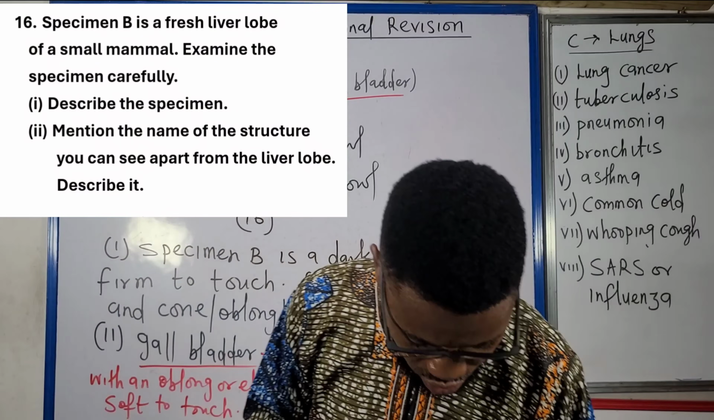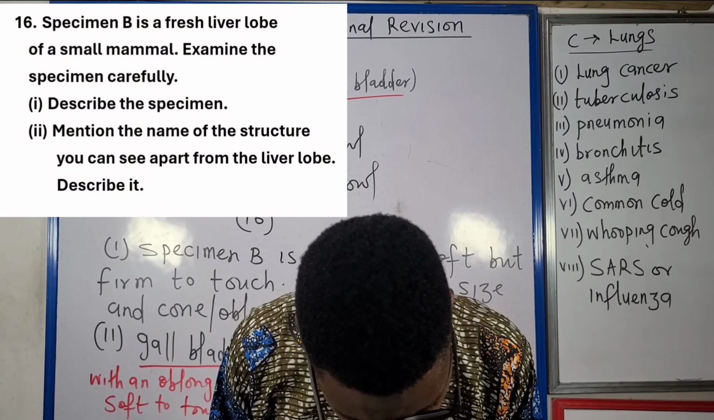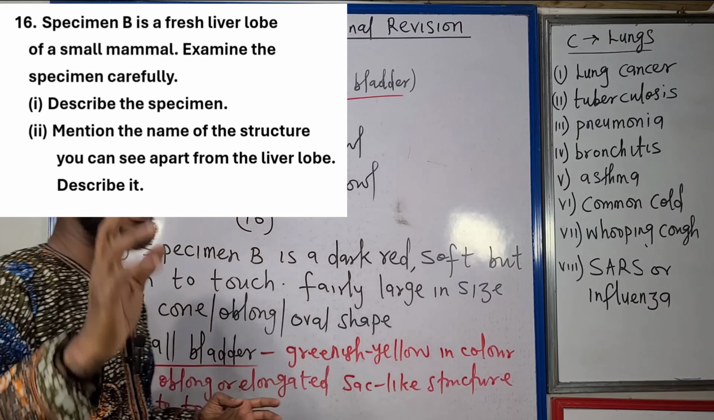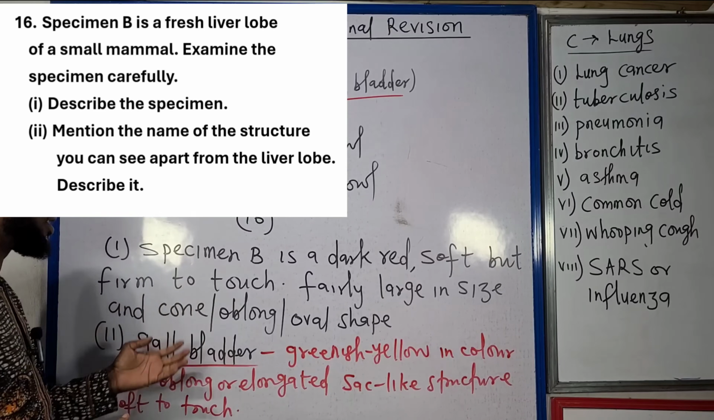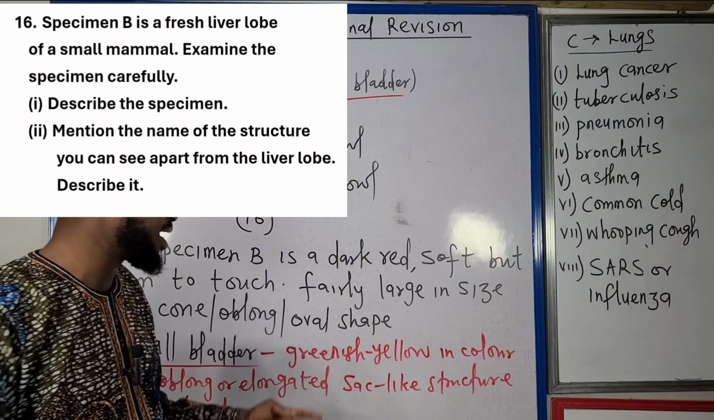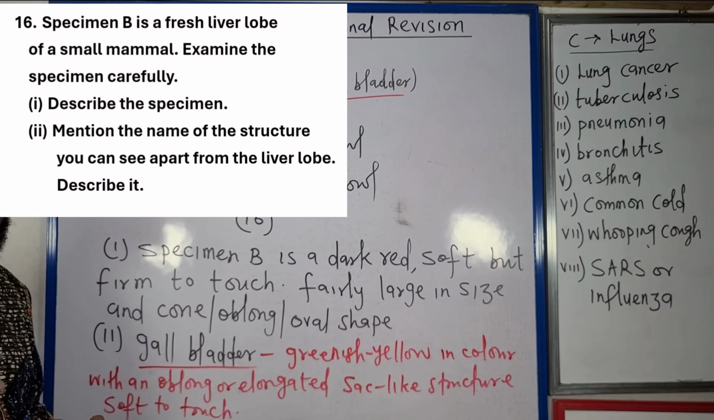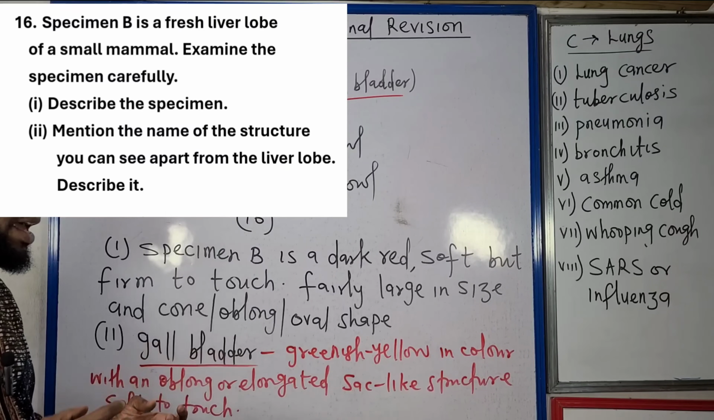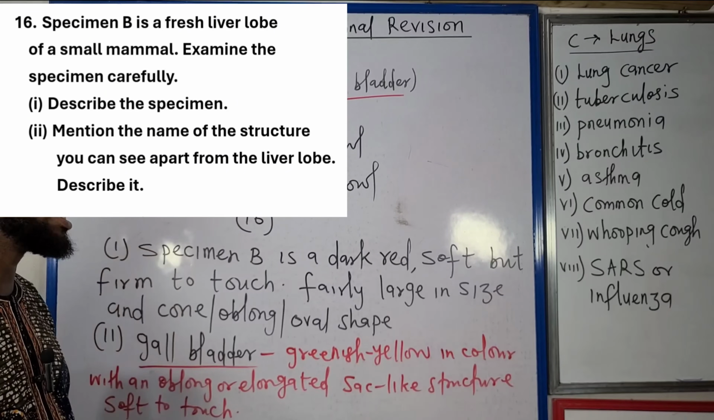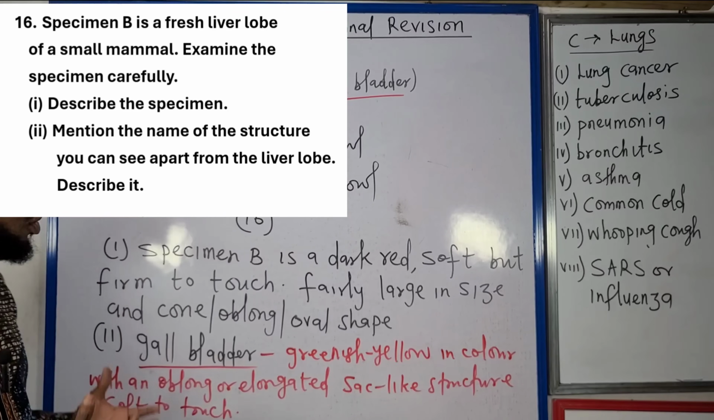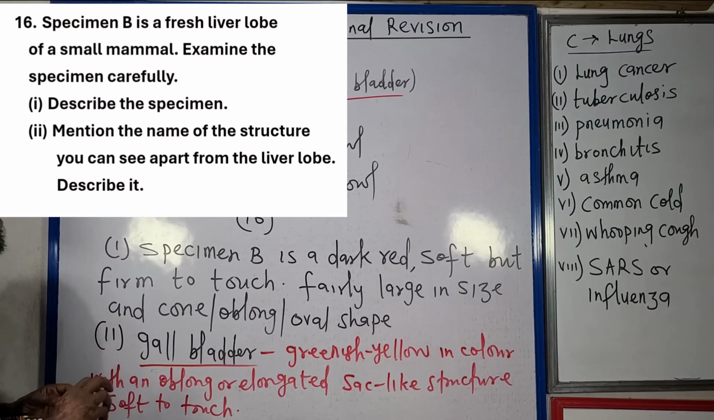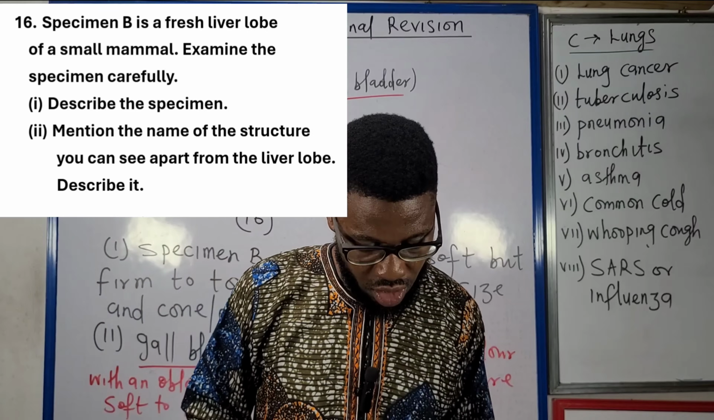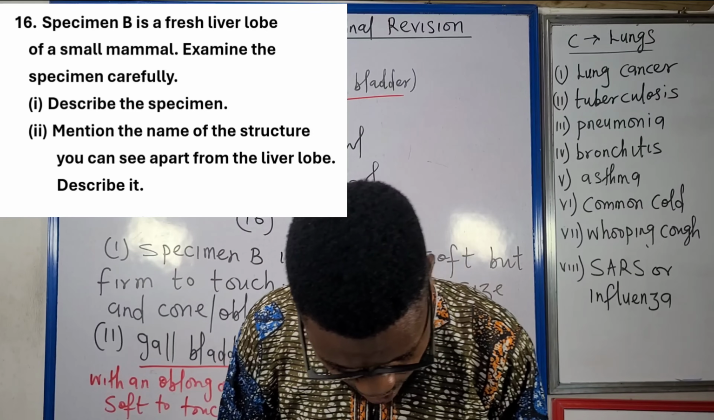Looking at the next question, that's Roman figure 2. It says, mention the name of the structure you can see apart from the liver lobe and describe it. The other structure we can see aside the liver is the gallbladder. We were told to describe it. You need to know that the gallbladder is greenish yellow in color with an oblong or elongated sac-like structure, and when you touch it, it is soft to the touch. Once again, you can see the description. It's just about what you can see and what you can touch. Okay, that ends question 16, Roman figure 2.